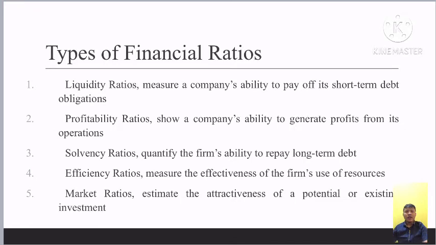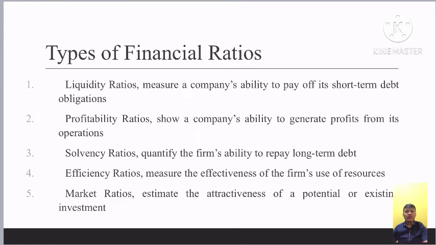And there are five types of financial ratio. The first is liquidity ratio. Liquidity ratio is to measure a company's ability to pay off its short-term debt obligations. And the second is profitability ratio. This shows a company's ability to generate profit from its operations. And the third is solvency ratio. This is to quantify the firm's ability to repay long-term debt.